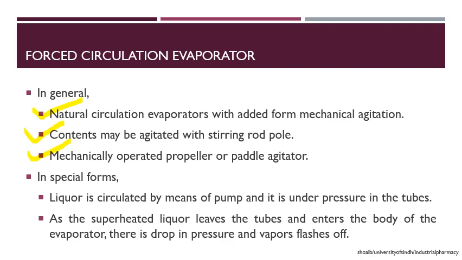However, in the forced circulation evaporators, we are providing the rods or the propellers or the paddle agitators that are causing the movement of the liquid, and there is more effective evaporation. Now the second major type is the special forms. In the special forms, the liquor is circulated by means of a pump and it is under pressure in the tubes. As the superheated liquor leaves the tubes and enters the body of the evaporator, there is a drop in the pressure and the vapors flash off.